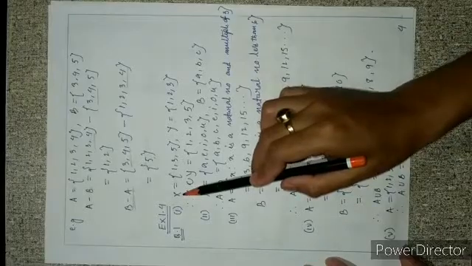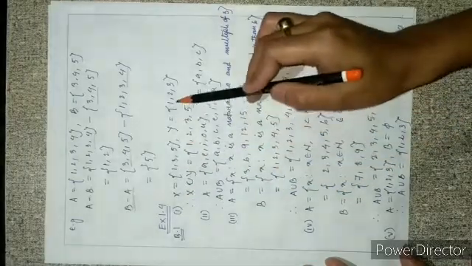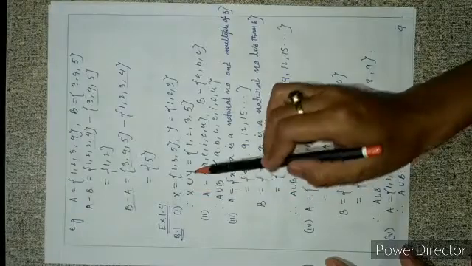The set X elements are 1, 3, 5. Y elements are 1, 2, 3. Find the union of X and Y.